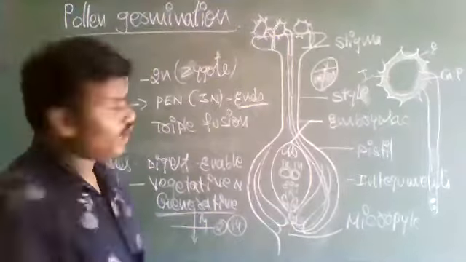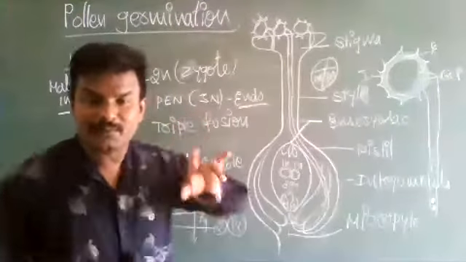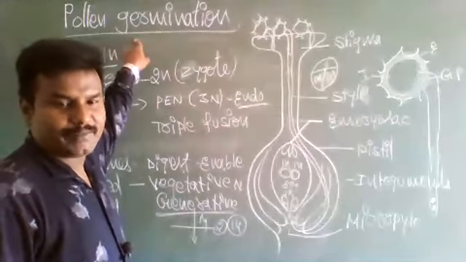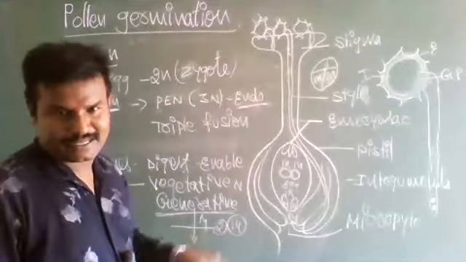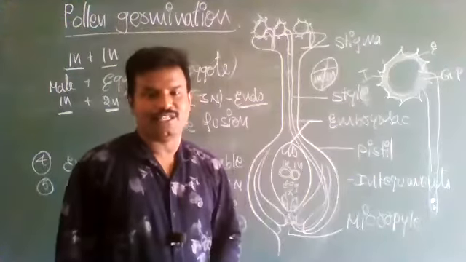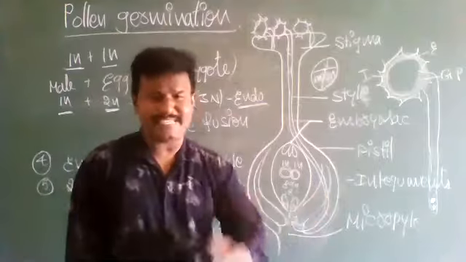Pollen germination. This diagram is important. For 5 marks: describe briefly how pollen germination takes place on the stigma with the diagrammatic explanation. If this question comes, we have to write all these points along with the diagrammatic representation. It is very easy also.